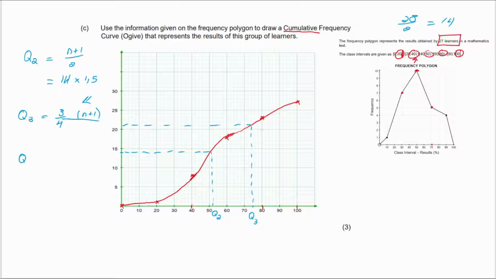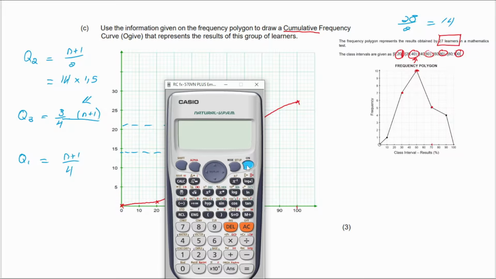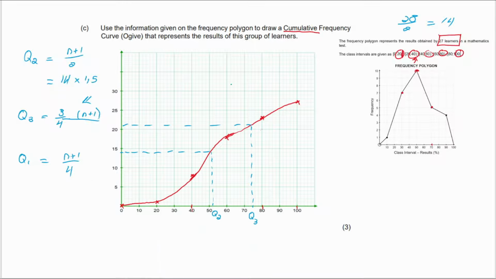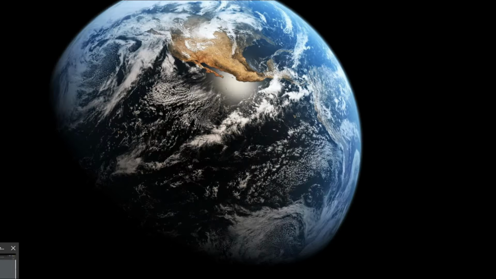And then for Q1, well, Q1 is just n plus 1 over 4. Okay, it's the first quartile. So if we do n plus 1 over 4, it should be 7. I'll show you. So n plus 1, we had 27 learners plus 1 over 4 gives us 7. Okay, so we read off at 7. There's 6, there's 7 over there, and that looks pretty much on 40%. Okay, that's Q1.